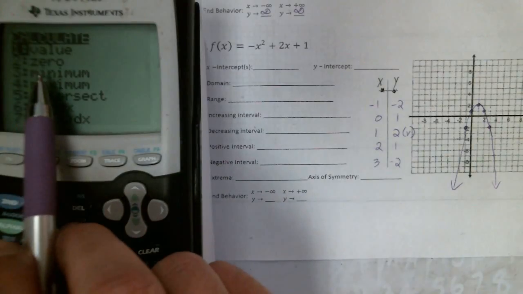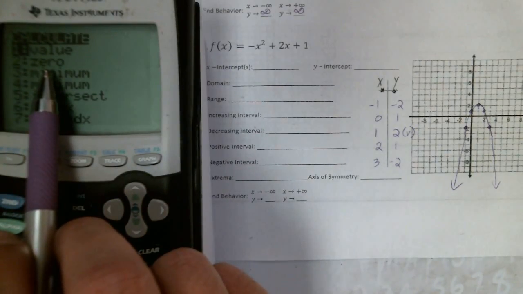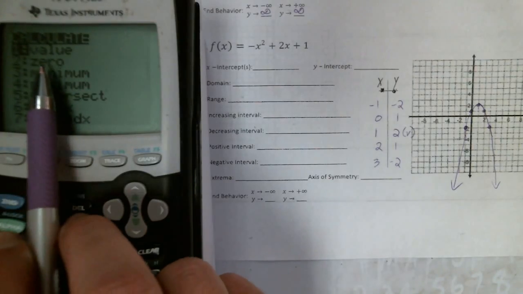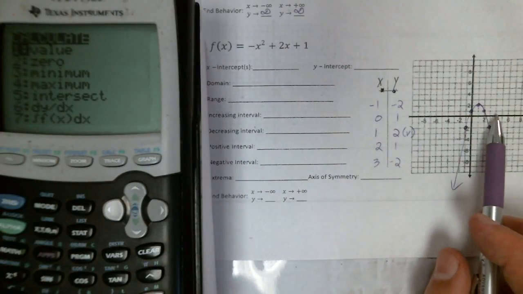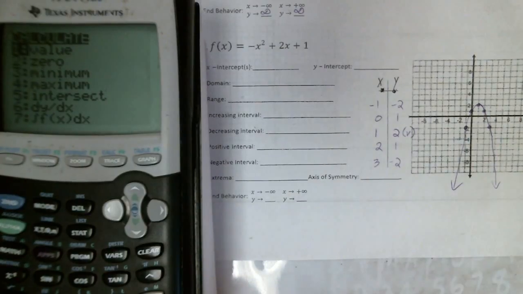However, we've been saying this word in class for the past couple of weeks: solutions, answers, zeros, roots, x-intercepts, they all mean the same thing. So when I'm trying to find the x-intercept, I want to select option 2 for zero. I want the 2 zeros, the 2 spots right here, where x is 0, where y is 0. So I'm going to select option 2, zero.